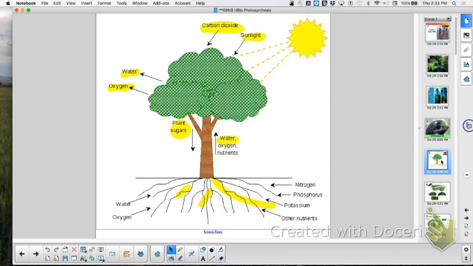And from the roots is where the plant will acquire what? Water. And also minerals. But that's where the water comes in. We know that's one of the reactants of photosynthesis. What's another reactant? Carbon dioxide. How does carbon dioxide get into a plant? Through the leaves. What part of the leaf? Stomata. The stoma, right? And that's how it gets into the leaf.